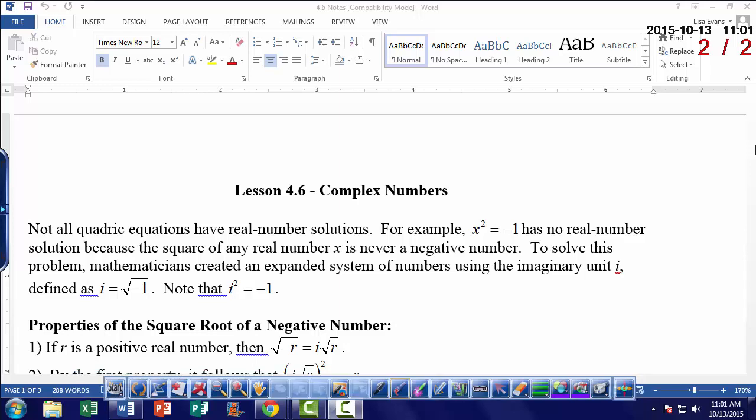Hello, today we're doing lesson 4.6. We're going to discuss complex numbers. Not all quadratic equations have real number solutions. That's what we did yesterday. We were getting real number solutions.